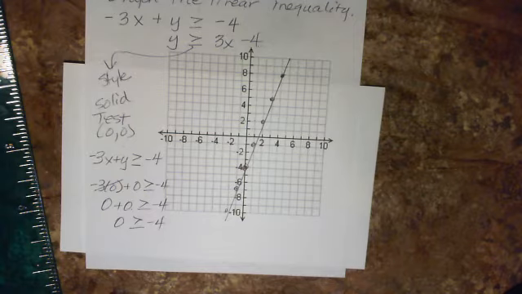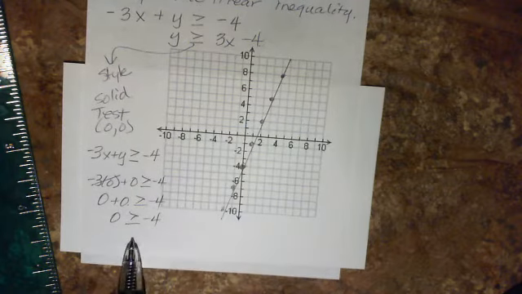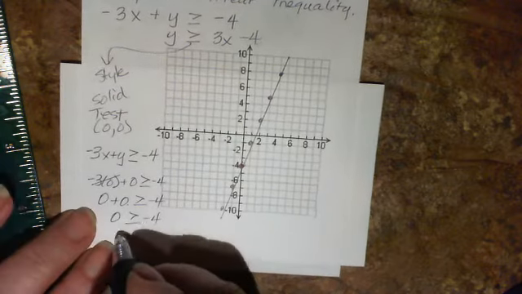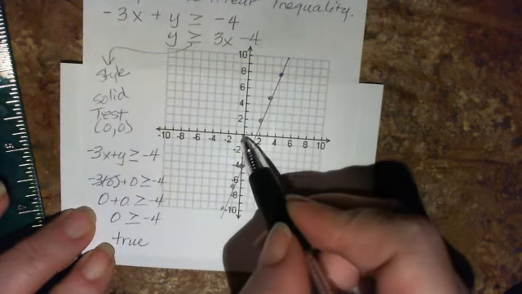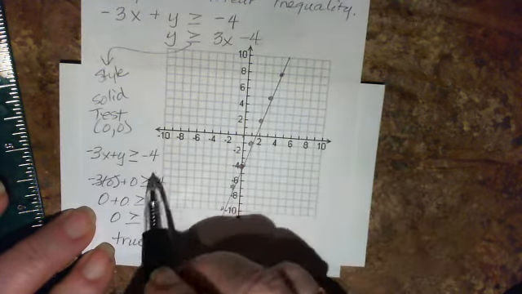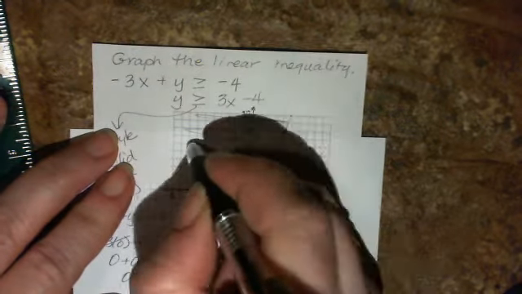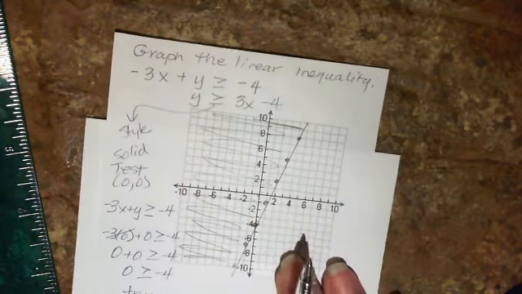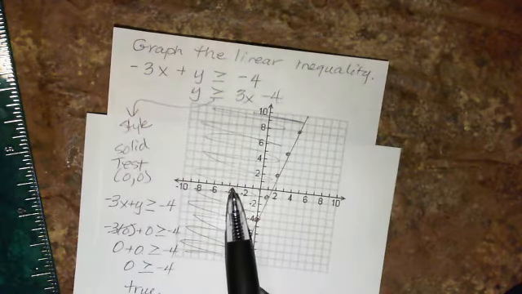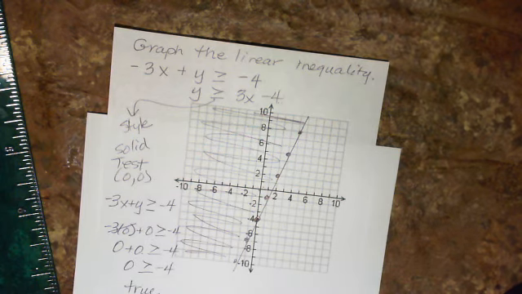In the two examples we've done, our test point came out true. Does that always happen? No. If the test point comes out false, we don't shade with the test point. In this case, the test point came out true again, which means all the points with (0, 0) make the inequality true. So we're going to shade with (0, 0). You could prove it by picking another test point and making sure that it comes out true also.